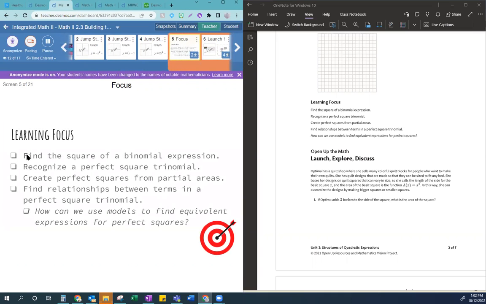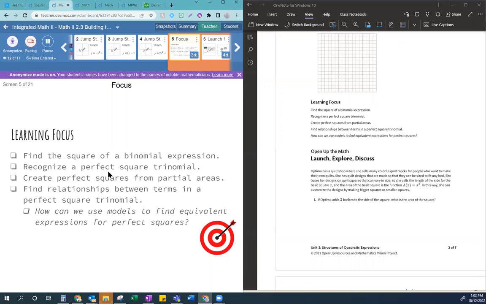Today you'll be able to find the square of a binomial expression, and you're going to recognize a perfect square trinomial. You're going to be able to create perfect squares from partial areas, and then find the relationship between the terms in the perfect square trinomial. How can we use models to find equivalent expressions for perfect squares? So all of this sounds like, what are you talking about? Just know that your job is to find the perfect square, okay?